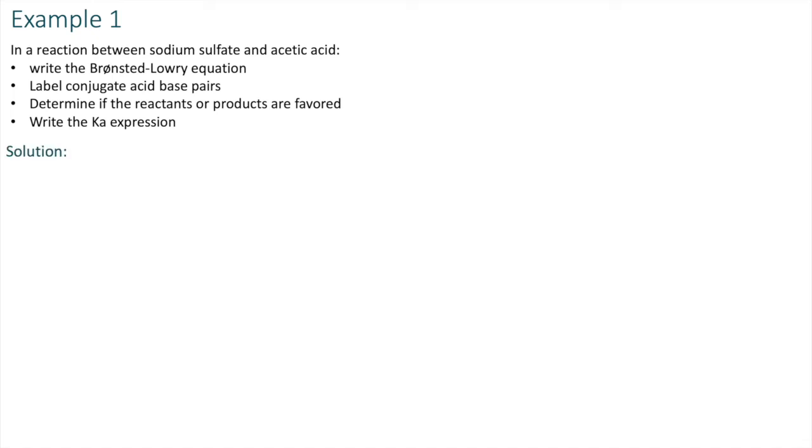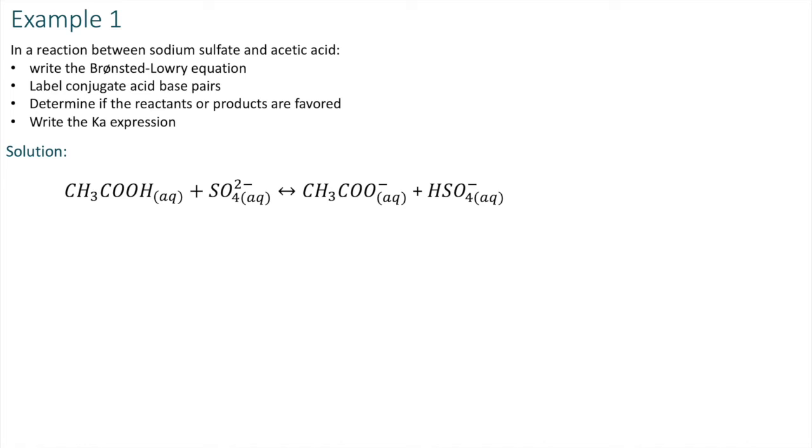The first thing that we'll do is look up sodium sulfite and acetic acid on our table so that we can get our chemical formulas, and we'll write a Bronsted-Lowry equation. Then we need to label the conjugate acid-base pairs. This is the acid, and this is the base, and here is our conjugate base and conjugate acid.